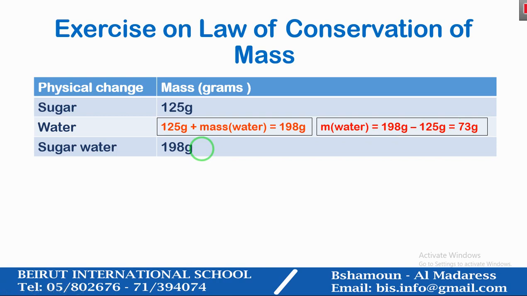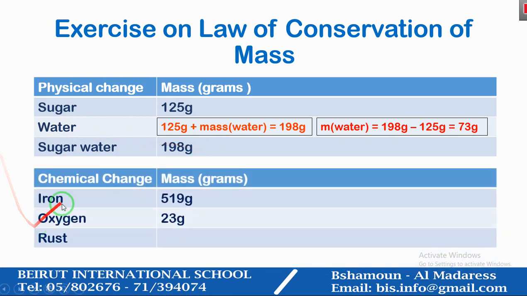Let's have an example on a chemical change. I have iron, which has a mass of 519 grams. I have oxygen, which has a mass of 23 grams. So the mass before, when we add these two things, should give us the mass of the rust, which is the mass after. So the sum of 519 and 23 should give us the mass of the rust.